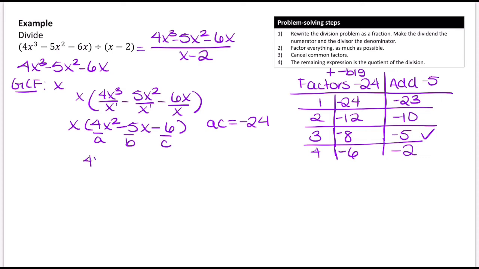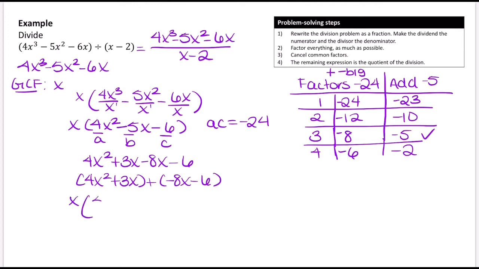Let's expand out this trinomial. We have 4x squared plus 3x minus 8x minus 6. Now let's put the terms into two groups. We have 4x squared plus 3x, plus negative 8x minus 6. Let's factor an x out of the first set. We have 4x squared over x plus 3x over x, and that's going to simplify to x times 4x plus 3.